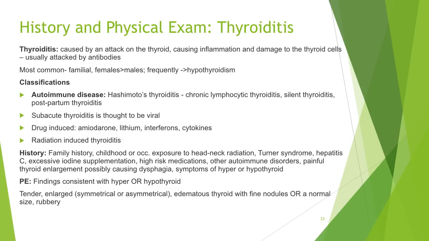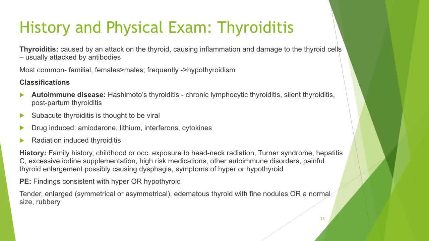So thyroiditis, we see as an attack on the thyroid. It can be caused by autoimmune diseases such as Hashimoto's thyroiditis. Again, it can be induced by different drugs such as amiodarone, lithium, and iodine, like we mentioned earlier. You can have a subacute thyroiditis, which is thought to be viral in nature. Patients undergoing radiation can have an indirect effect on the thyroid.